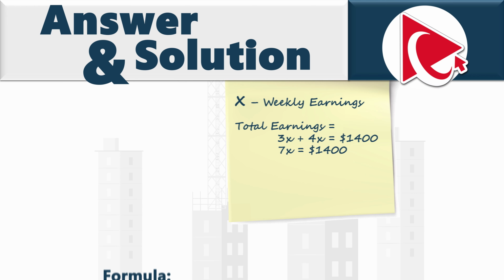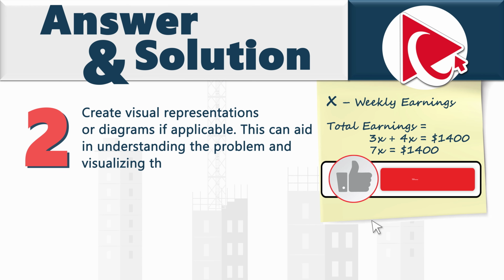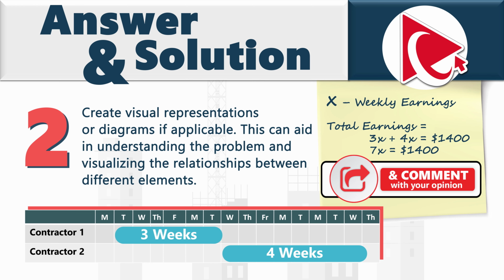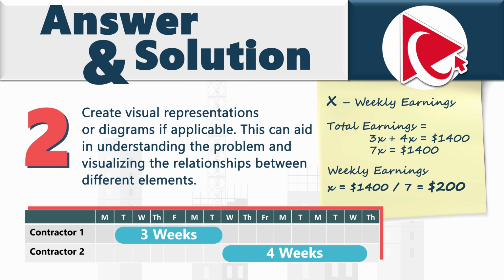Let me give you another tip here. It always helps to create visual representation or a diagram if applicable. In this case, it could be a project plan, where you have contractor 1 working for 3 weeks and contractor 2 working for 4 weeks. To calculate weekly earnings for 7 weeks, we need to divide 1,400 by 7, and our weekly earnings are $200.